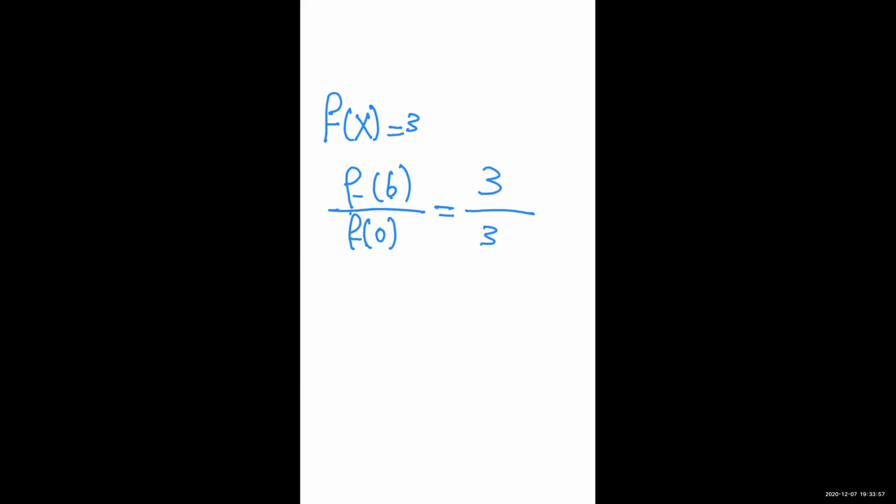Then question number 5. If f is a function such that f from real to real numbers, f of x equals 3, then f of 6 over f of 0 equals. I don't care about all that. Again, f of 6 will equal 3, f of 0 will equal 3, so it will equal also 1. So the right choice is letter B. Okay, great.